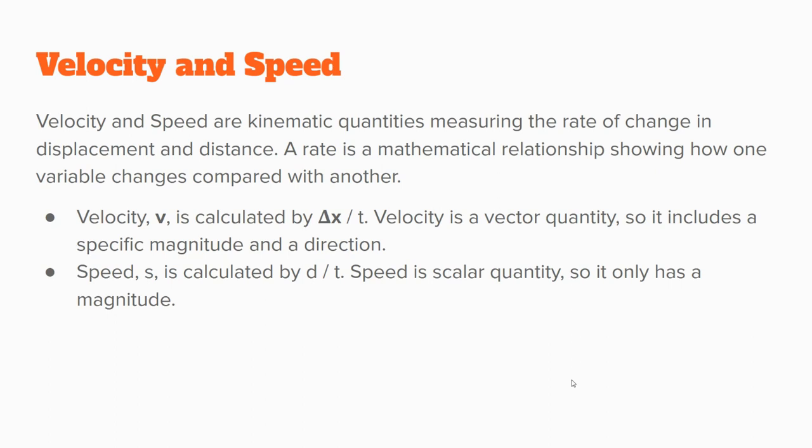So velocity, v, a vector, is calculated by delta x over t. Velocity is a vector quantity, so it includes a specific magnitude and a direction. On the other hand, speed, s, is calculated by d over t, where d is distance, and speed is a scalar quantity, so it only has a magnitude.